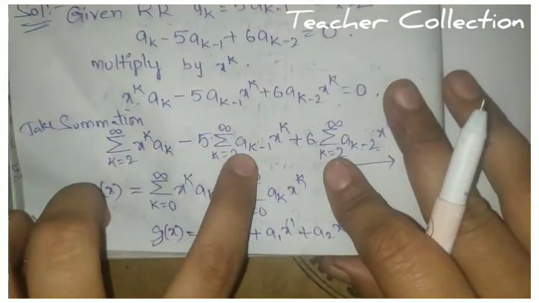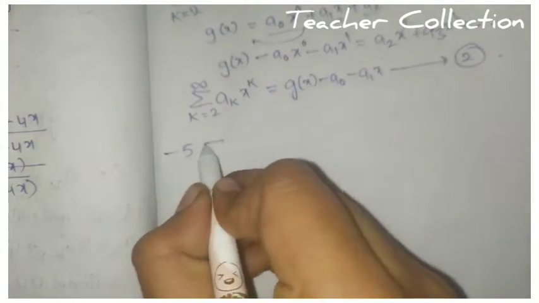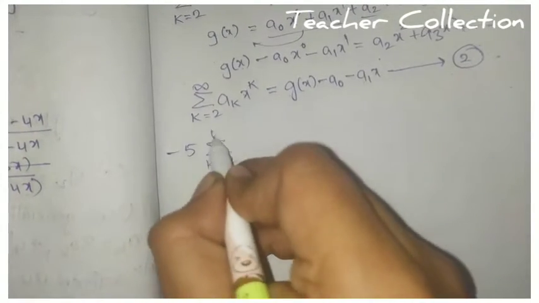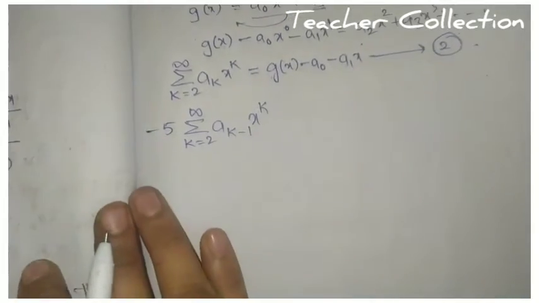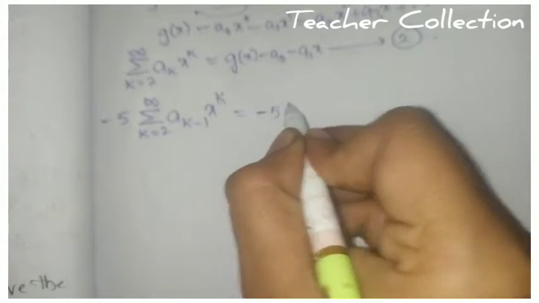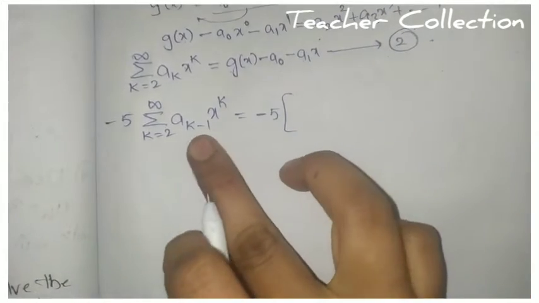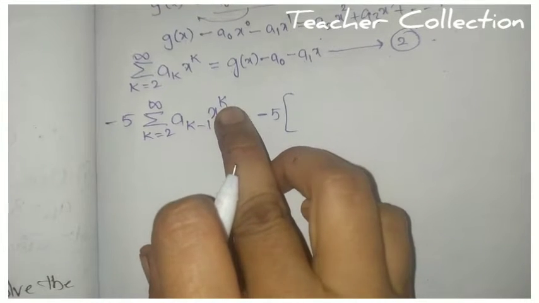Now the second term, minus 5 summation k = 2 to infinity a_(k-1) x^k. So here I am writing minus 5 as it is, and here k minus 1 is there, and here only power k is there.